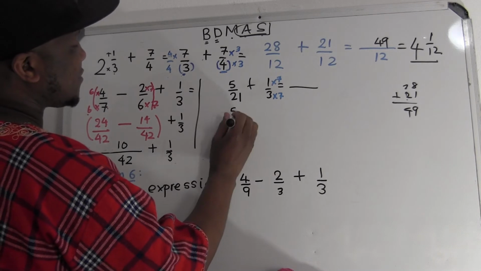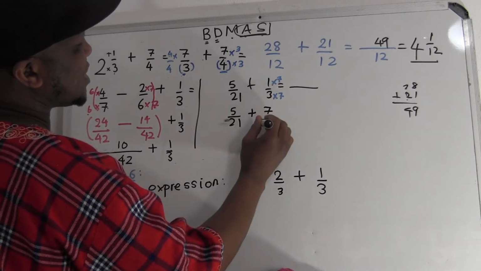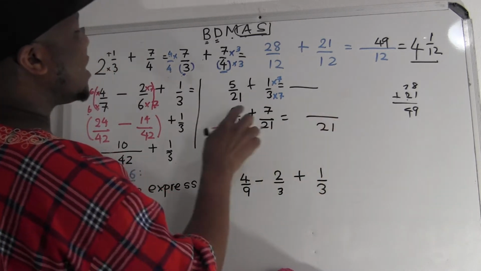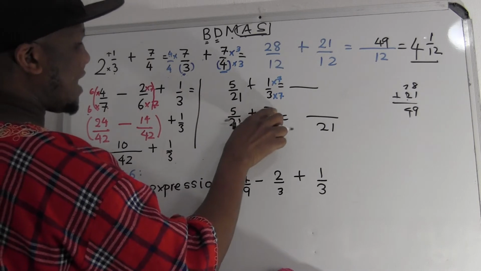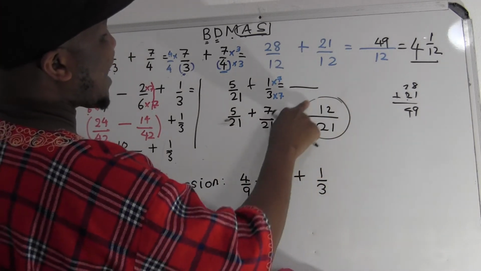5 over 21, plus 1 times 7 is 7, 7 times 3 is 21. Oh, the denominators are the same. So I'm only going to write one denominator, and then I say, okay, 5 plus 7 equals 12. So this is my final answer, but I can't leave it like that.